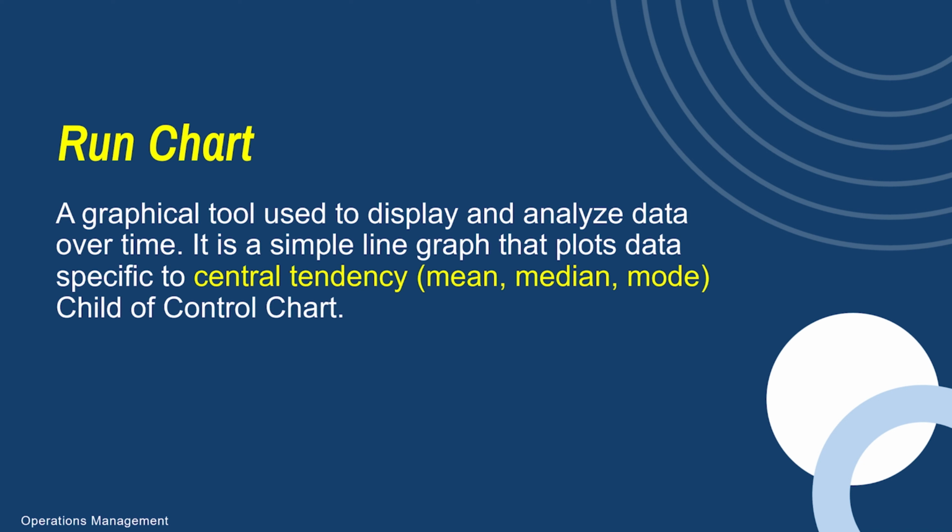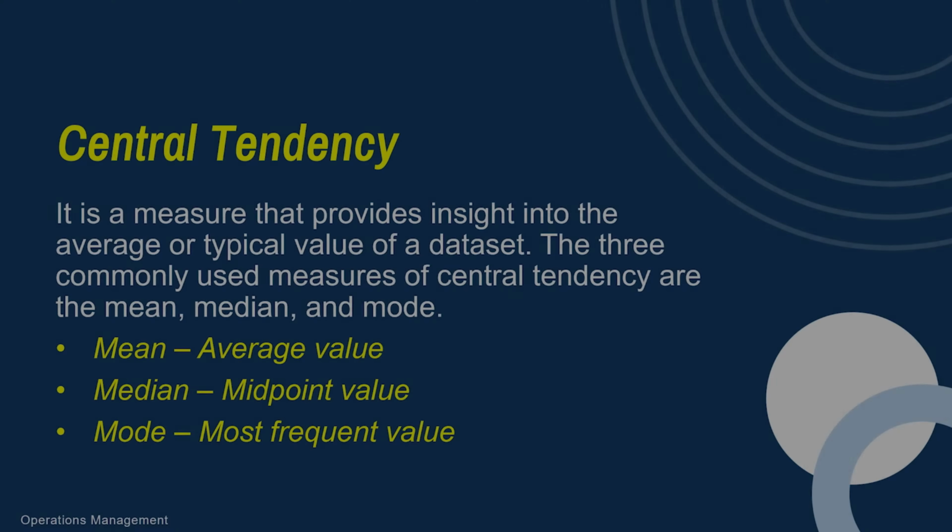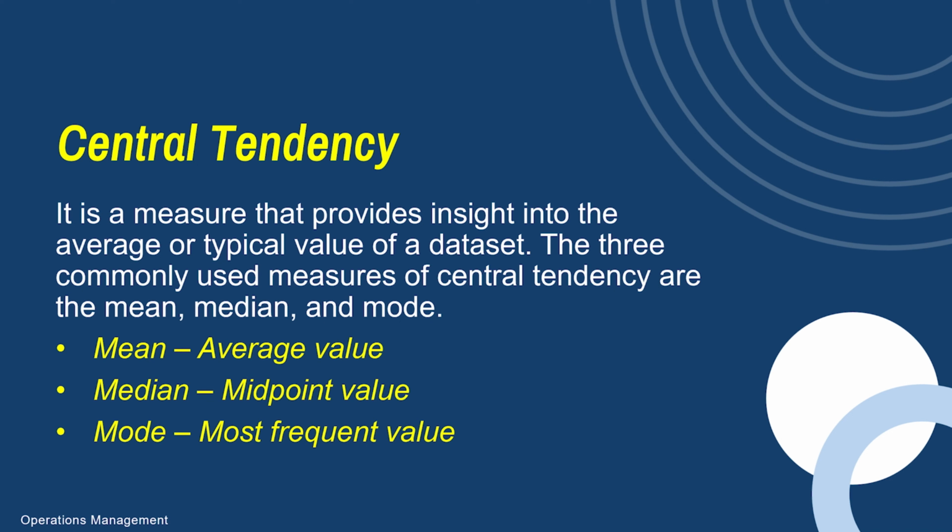Now, a run chart and the control chart are often used together. It's like a parent-child relationship, where the control chart is the parent and the run chart is the child. The difference is the run chart gives a little bit more data, specifically what we call central tendency data, right? Central tendency, if you know anything about statistics, we're talking about the mean, the median, and the mode. The mean, which is your average value, the median, which is your midpoint value, and then the mode, and that's the value that appears the most frequent.